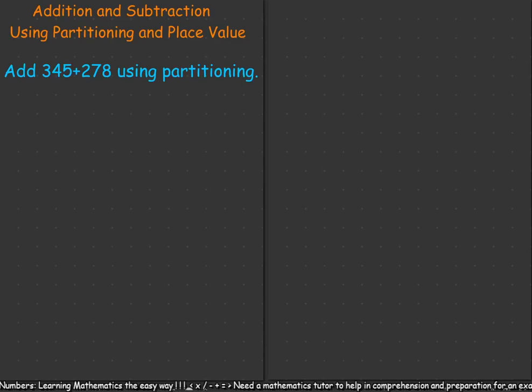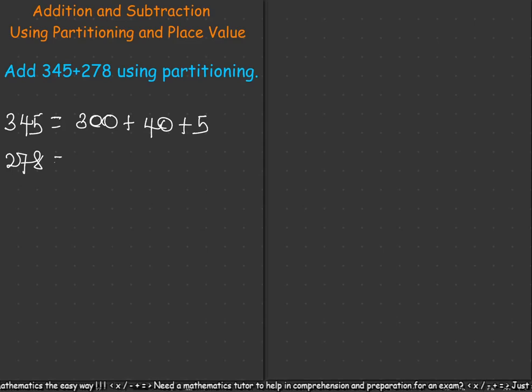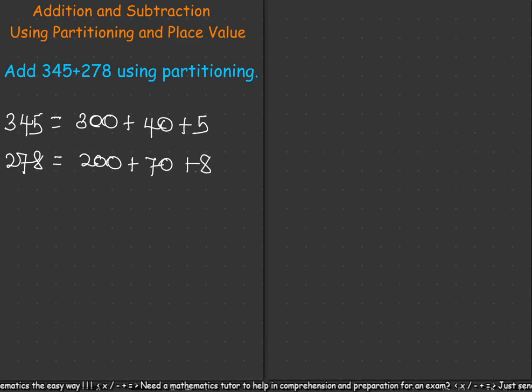Without much ado, let's quickly look at how we can apply that method to the question we have on our screens. For 345 being added to 278, the first thing you need to do using the partitioning method is to partition the numbers. 345 in its expanded form becomes 300 plus 40 plus 5. The same applies to 278. We have 200 plus 70 plus 8.